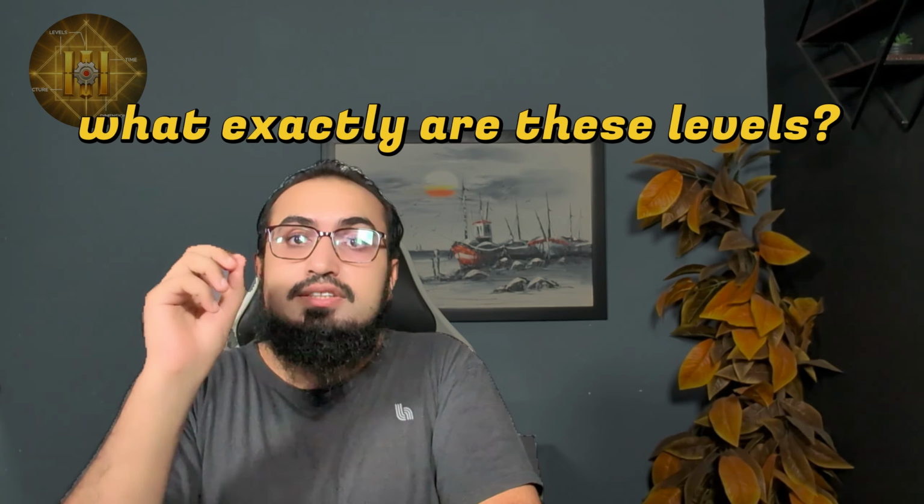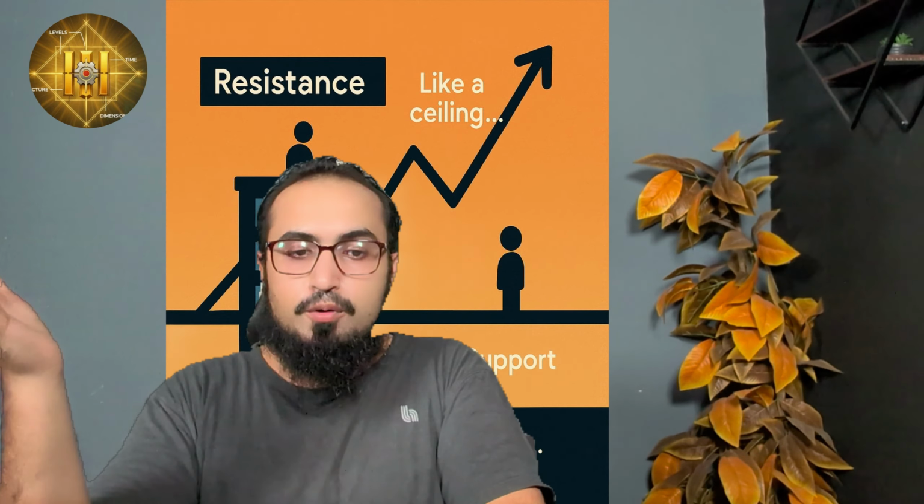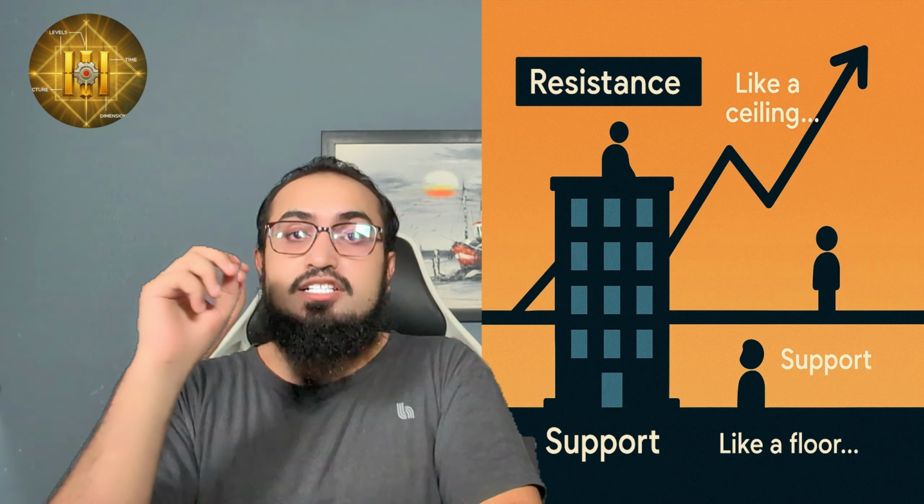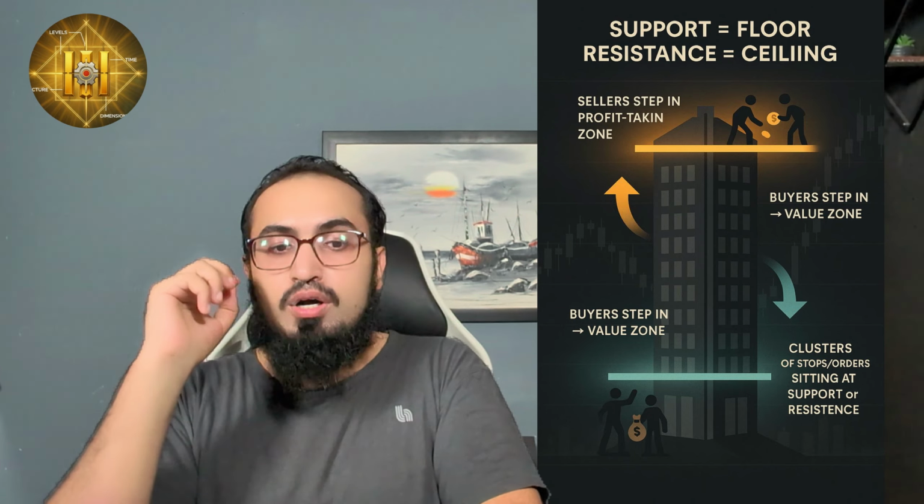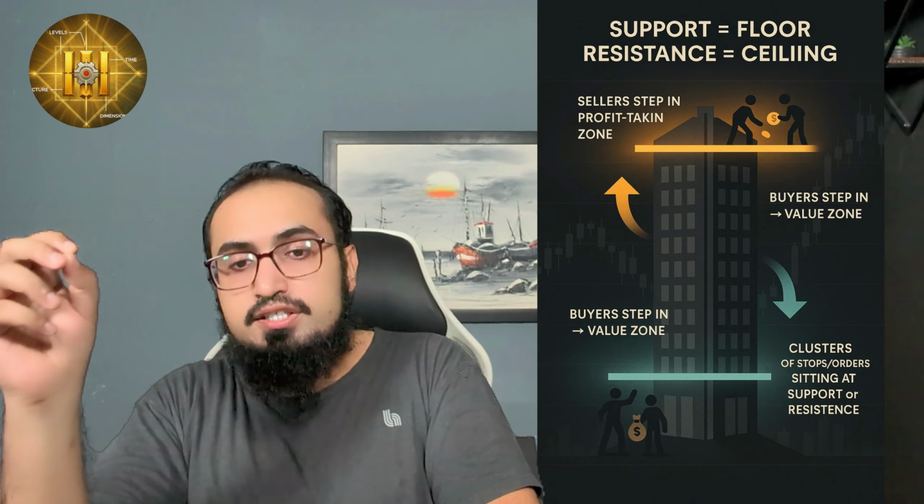So what exactly are these levels? Let me break it down simply. Support. What's support? It's like the floor of a building. It's a price level where buying was strong enough to prevent price from falling further. Traders may see value at this price and step in to buy. Now what is resistance? Resistance is like the ceiling. It's where selling pressure becomes strong enough to prevent price from rising higher. Sellers think the price has gone too far up and start taking profits or enter short positions.